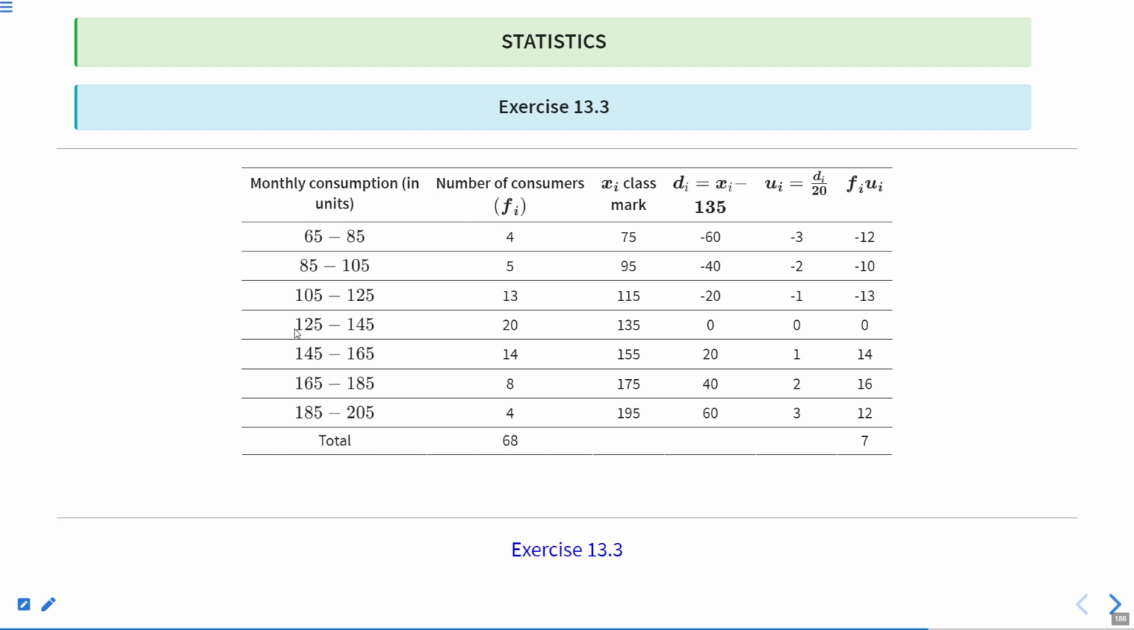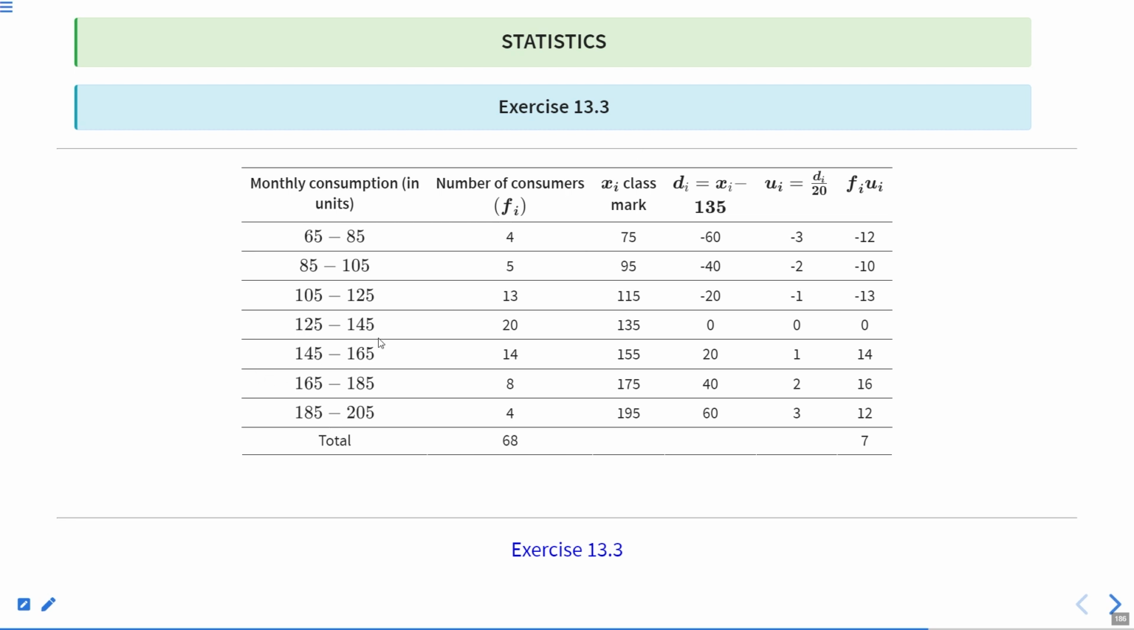For this class xi is 135. Here di is 0 and ui is also 0, since ui is basically di by 20, and di is 0, so ui is 0 by 20, that is equal to 0. Then the product fi into ui is also 0, since ui is 0.